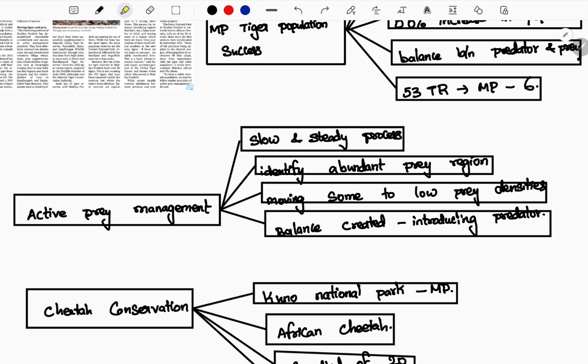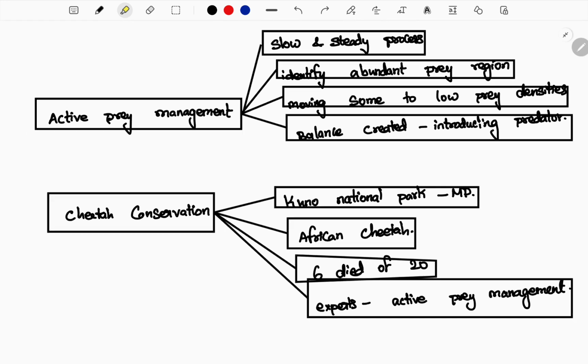Active prey management is a slow and steady process of increasing the population of the predator, the tiger. They identify the regions with an abundance of prey, meaning goats and other domestic herbivorous animals which are prey to the tigers. They calculate and identify the regions where a high amount of prey is there, and then they move some to the low prey density zones. After moving, they create a balance and introduce the predator, so that slowly the population creates a balance and increases. That is what they are following.